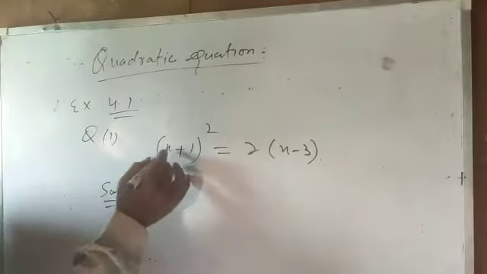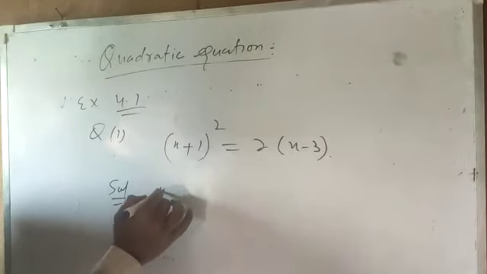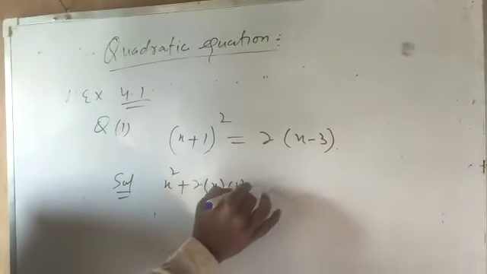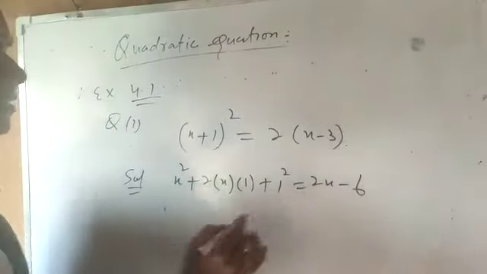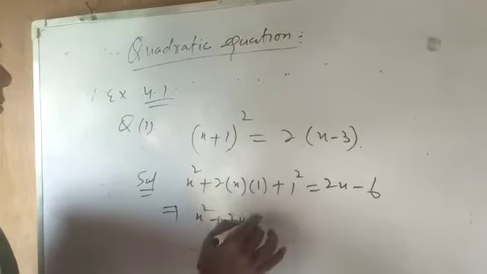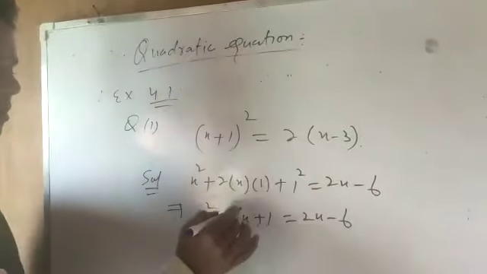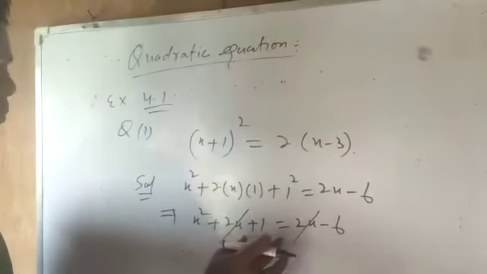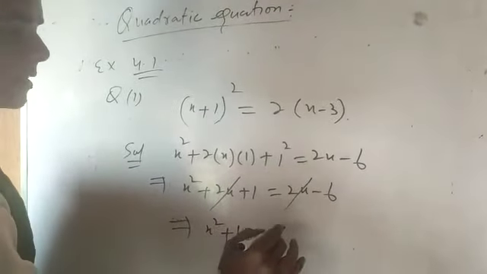How to solve this? This means (a plus b) whole square, so this goes x square plus 2ab, that is 2x into 1, plus 1 square, is equal to 2x minus 6. So I can say x square plus 2x plus 1 is equal to 2x minus 6. This and this cancel because they are like terms on both sides. So x square plus 1 is equal to minus 6.